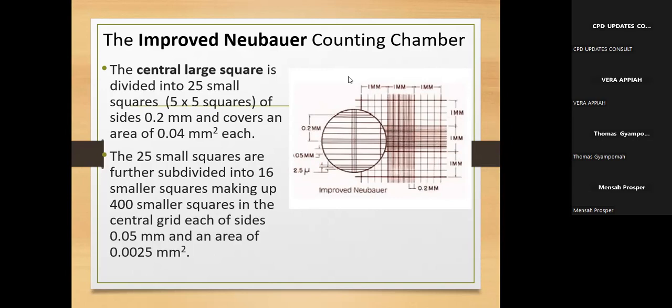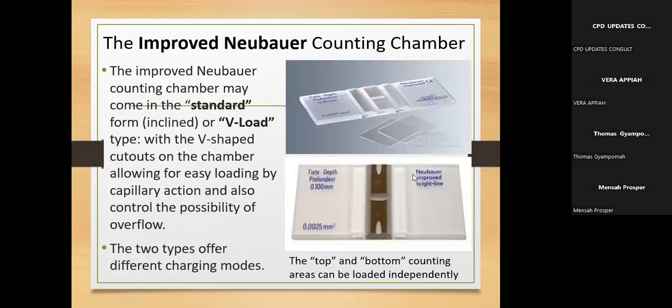So going back, that's where I saw that I was wrong. You see on the chamber there is this value here. You see on the chamber you have 0.1 here, and this 0.100 is the depth of the chamber. This 0.0025 square millimeter is the area of the smallest square on the chamber. When I came here and saw 0.0025, I knew I had made a mistake somewhere, because this one cannot be wrong.